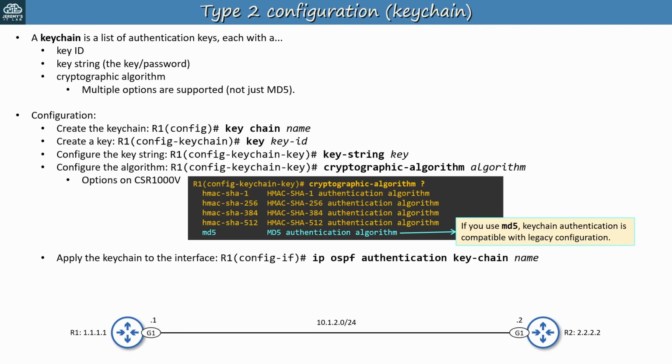Finally, apply the keychain to an interface with ip ospf authentication key-chain, followed by the name of the keychain. Note that, when using keychain authentication, there is no command to enable authentication on all interfaces in an area. You have to use this command on each interface. And that's it. In addition to allowing more secure algorithms, keychains also make key rotation easier by allowing you to specify the lifetime of each key, but we'll look at that later. First, let's configure basic keychain authentication on R1 and R2.